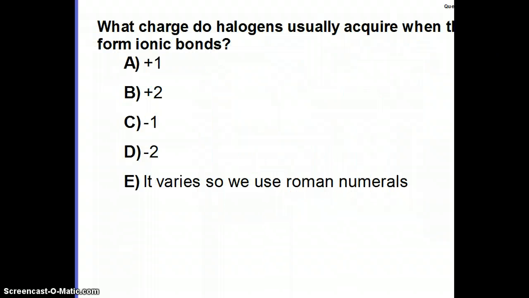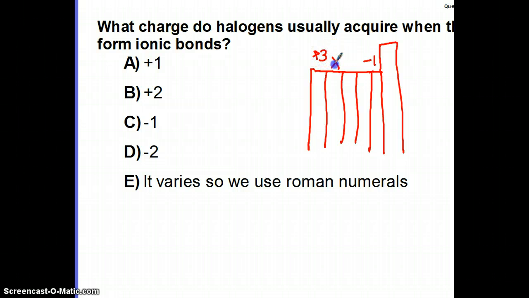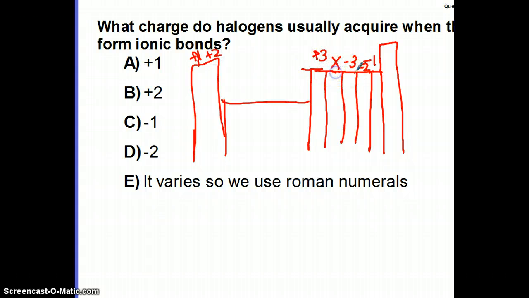What charge do halogens acquire when they form ionic bonds? When they form ions is really what it should say, and halogens are your group right here by the noble gases, and they all form a -1. Again, the other thing that you should always remember about your periodic table for the purposes of this test: +1, +2, here's your D block, +3, X, -3, -2, -1, X. And that's your halogens, this column right here.